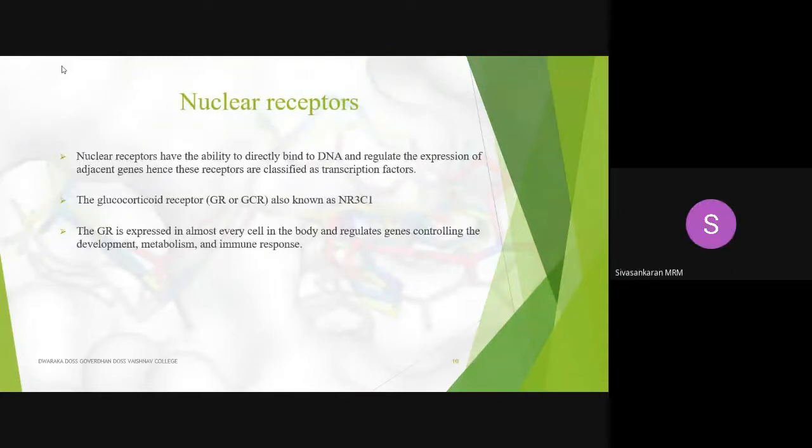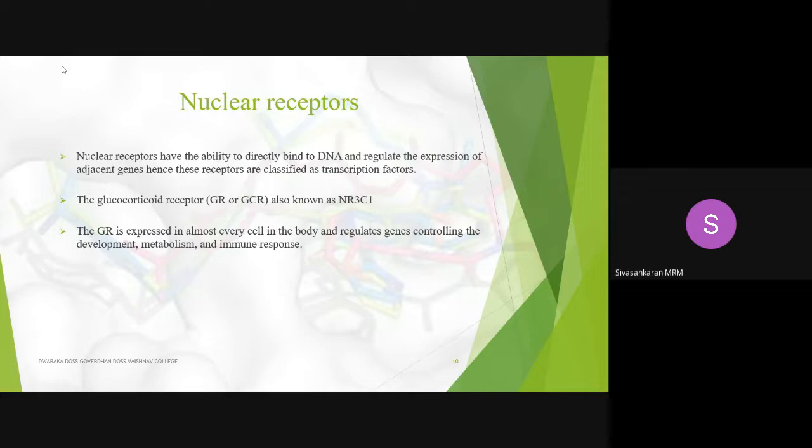Next comes the nuclear receptors. The nuclear receptors have the ability to directly bind to DNA and regulate the expression of adjacent genes. Hence, these receptors are classified as transcription factors. The glucocorticoid receptors, also known as NR3C1 receptors, are expressed in almost every cell in the body and regulate genes controlling development, metabolism, and immune response. So targeting these types of receptors can also be used to cure development, metabolism, and immune response diseases.